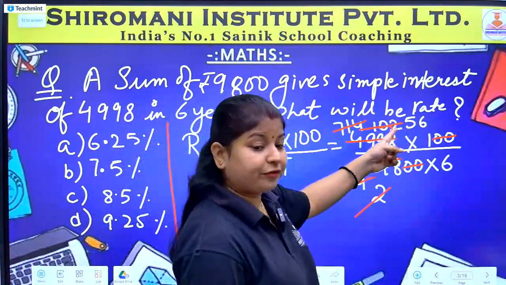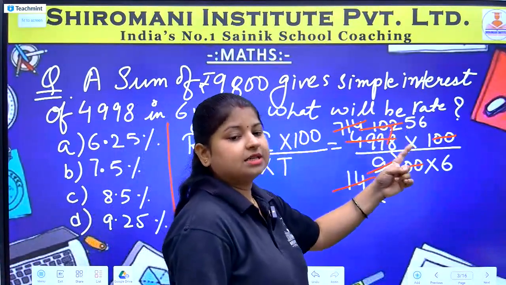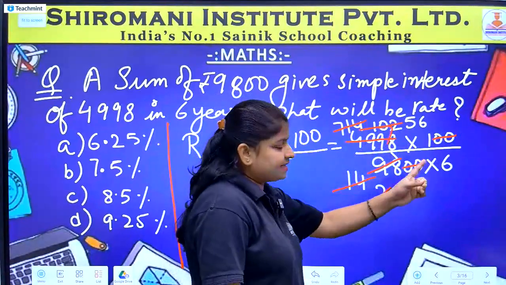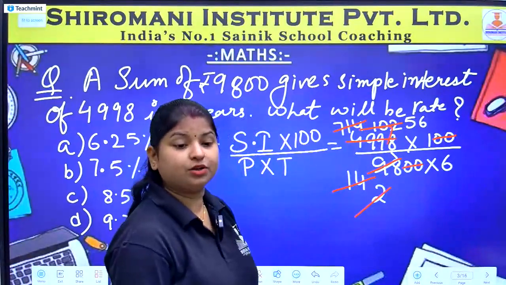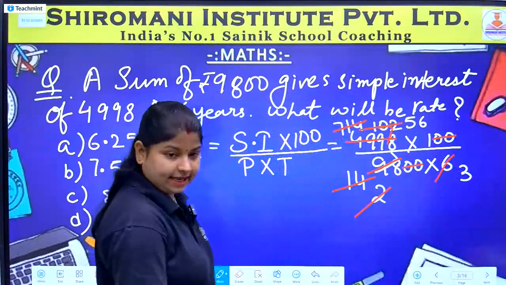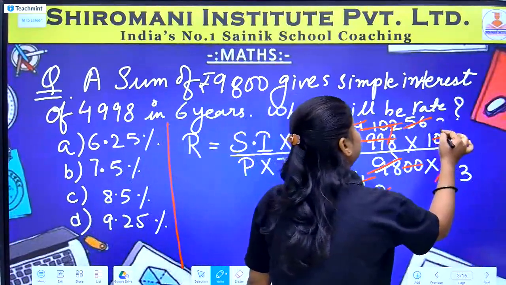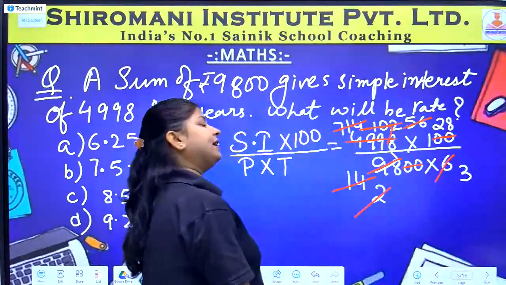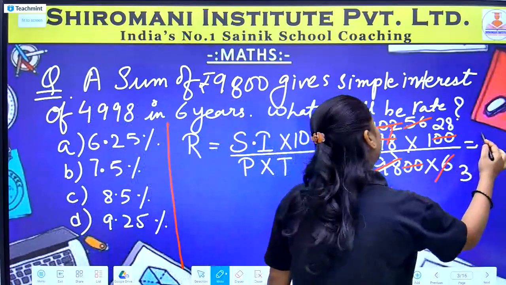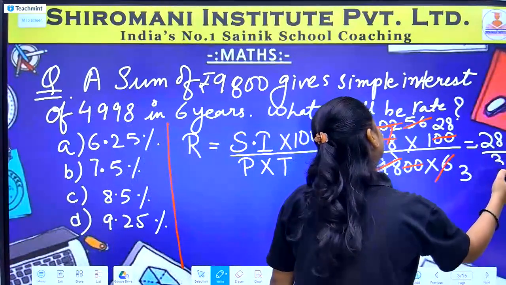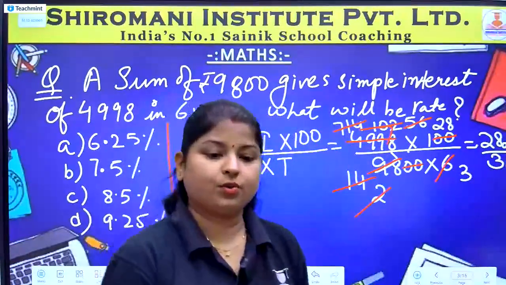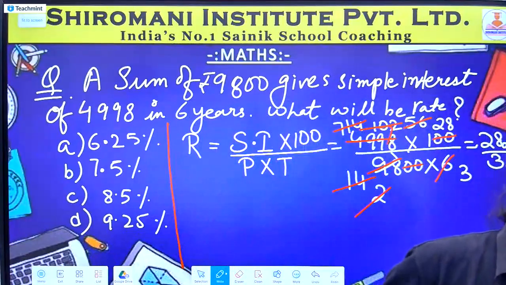Now I am left with 56 in the numerator, 6 in the denominator. This 56 and 6 both are divisible by 2, right? 3 2s are 6 and this in 28 times. Now 28 and 3 are not divisible by each other, right? So my answer would be what? 28 upon 3%. My answer would be 28 upon 3%.